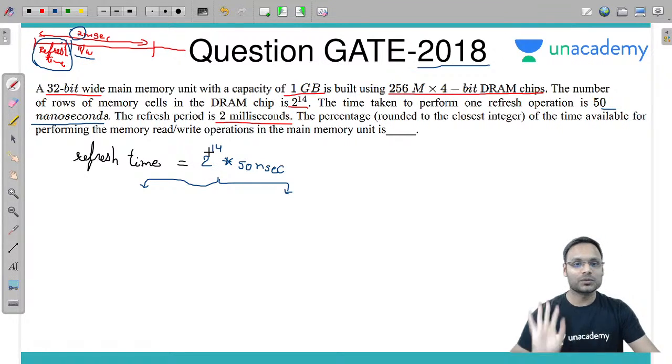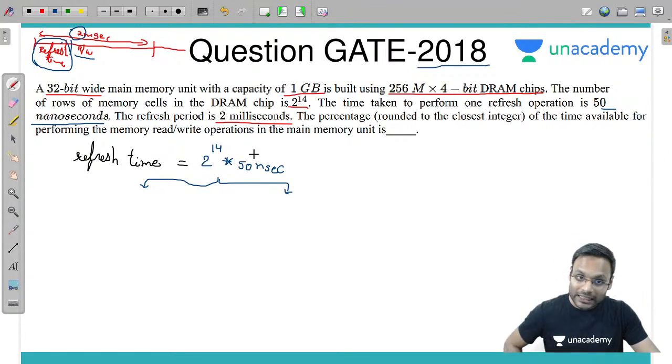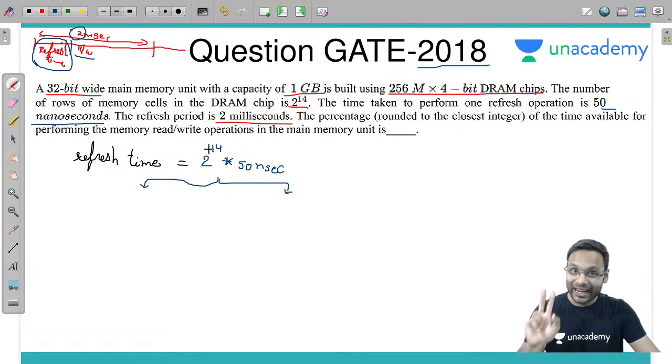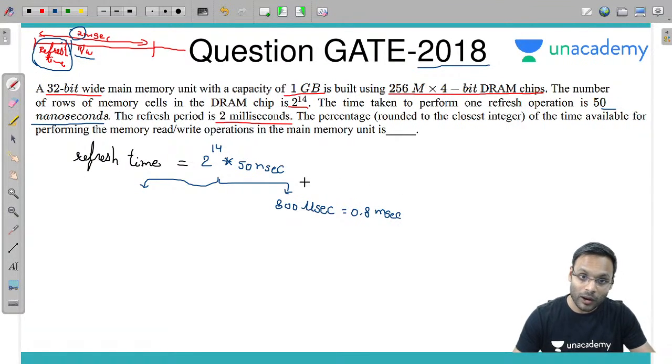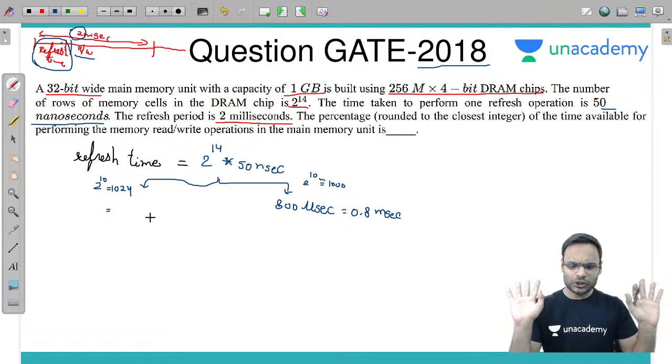Either you take 2 power 10 as 1k, and 1k multiplied by nano becomes micro. So I took 2 power 10 as k into nano, micro, 2 power 4, 16 into 50, that is 800, sorry, 800 microseconds, or in turn 0.8 millisecond. I took 2 power 10 as around 1000. You can also take 2 power 10 as 1024, that will work too, absolutely.